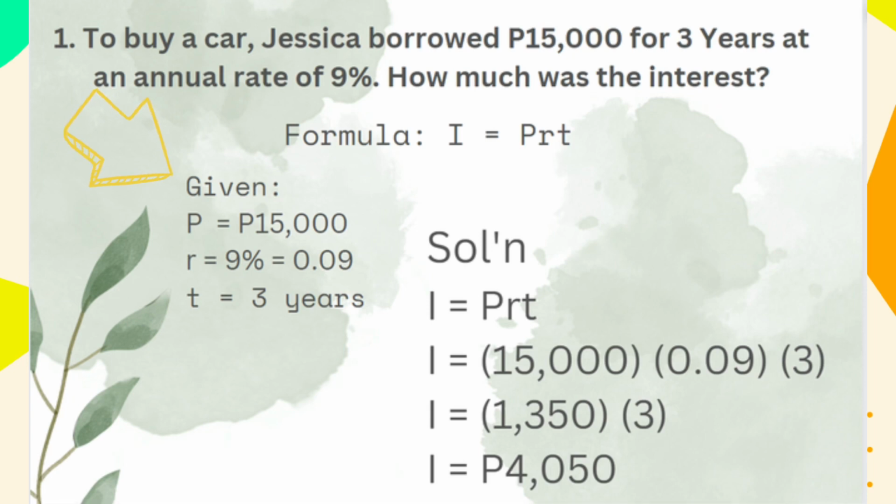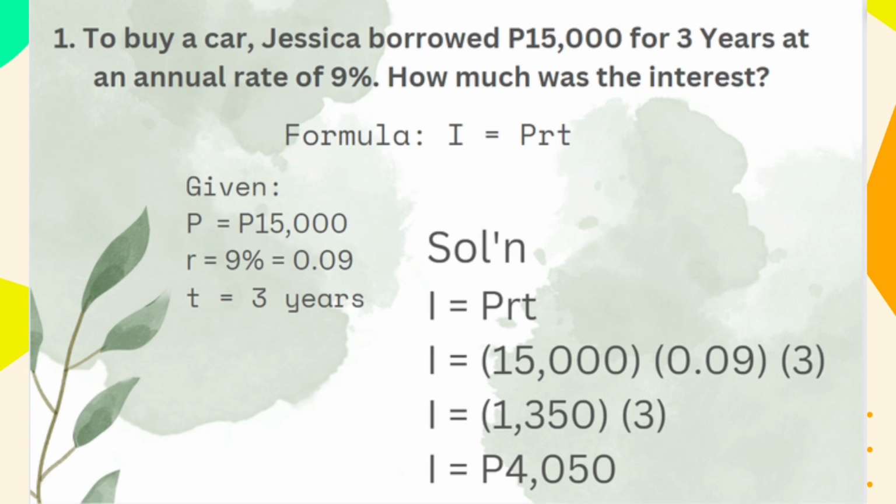So we have here the given, which is principal equals 15,000, the rate, which is 9% converted to 0.09, and then the time, which is 3 years. Now that we have identified the formula and the given, we will solve the problem. For interest equals PRT, the principal is 15,000. We substitute 15,000 using open and close parentheses. Next we have the rate, which is 0.09, and then the time, which is 3 years.